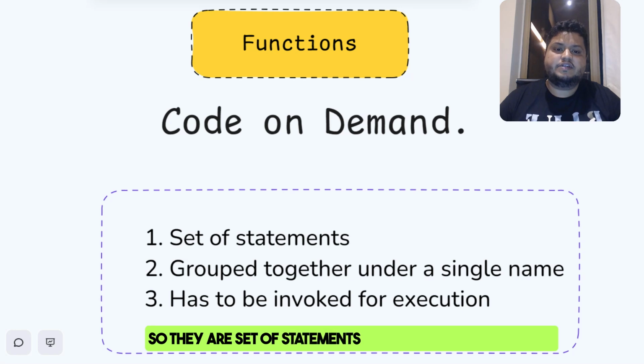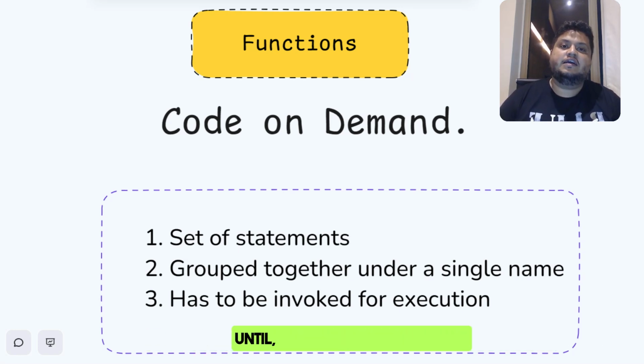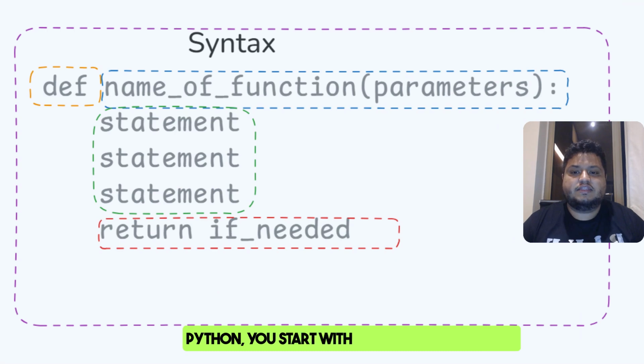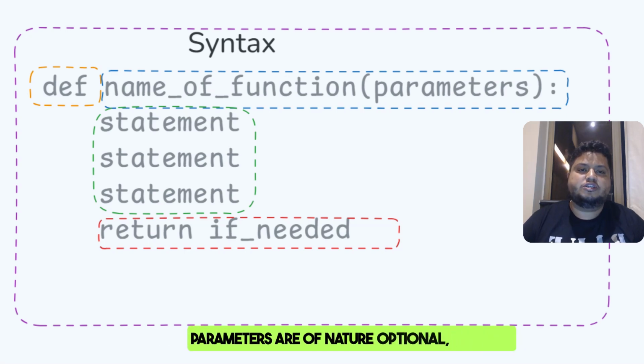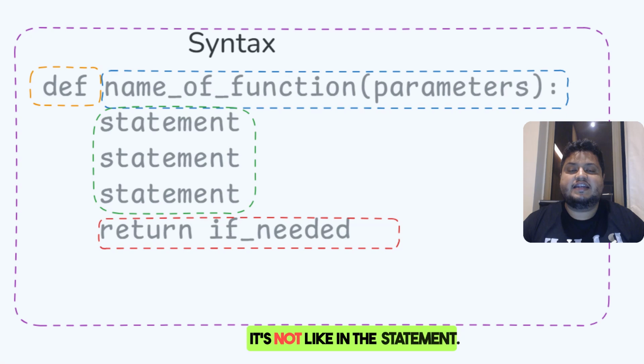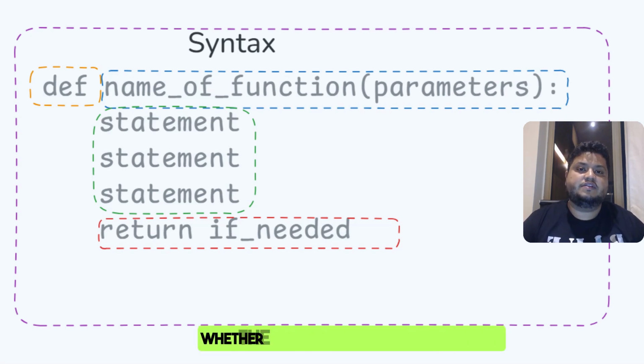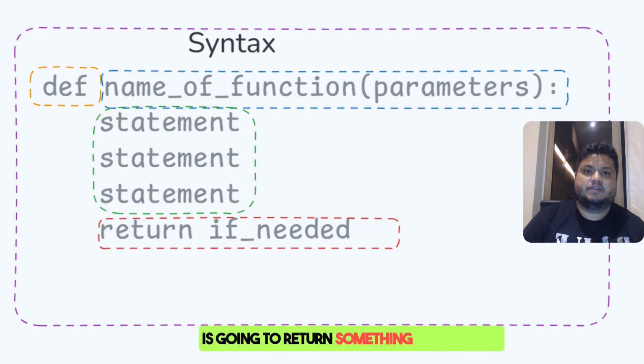They are a set of statements grouped together under a single name and have to be invoked for execution. Unless you invoke it, it's not going to execute. So if you have a function but you do not call it, it's not going to execute. How does a function look in Python? You start with the keyword def, then you write the name of the function. Parameters are optional, and then you have statements, and the last line should be a return if required. In the syntax, you do not specify whether the function will return or not. The last line determines whether this function is going to return something or not.